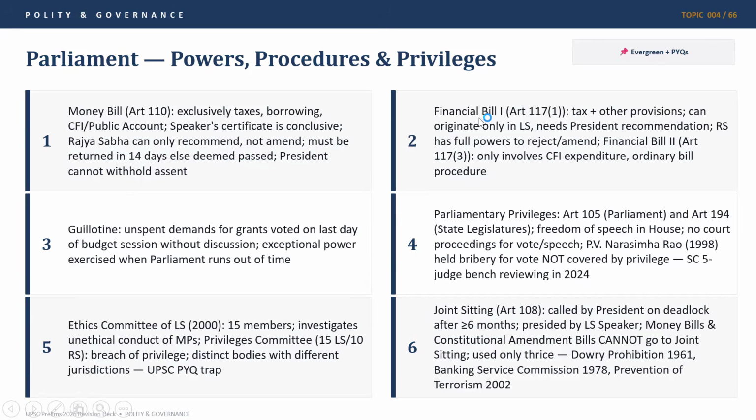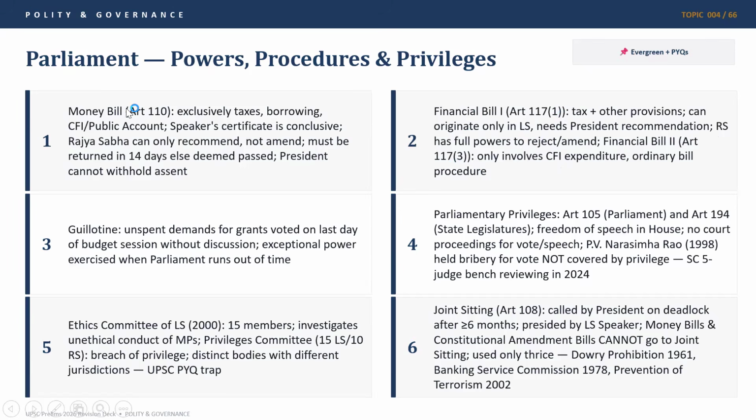Financial Bill 1 is given by Article 117(1), which is related to tax and other provisions. It can originate only in Lok Sabha because mostly taxation powers are given only to Lok Sabha. A slight difference here is it needs the President's recommendation, Financial Bill 1 or Article 117(1). And Rajya Sabha here has full powers to amend or reject this bill. Financial Bill 2, which is given by Article 117(3), only involves CFI, which is Consolidated Fund of India expenditure, and it has ordinary bill procedure.